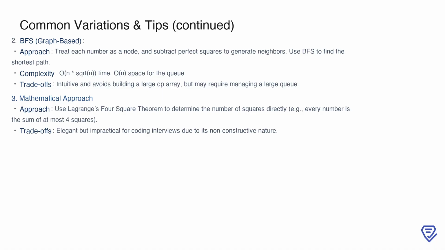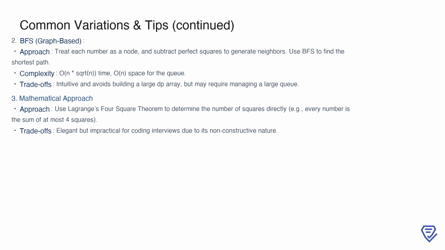Another viable approach is BFS, which treats each number as a node and generates neighbors by subtracting perfect squares. BFS explores these neighbors level by level, ensuring the shortest path is found. Its time complexity is also O(n√n), with a space complexity of O(n), due to the queue. While BFS avoids building a large DP array, managing the queue for larger inputs may require careful handling.